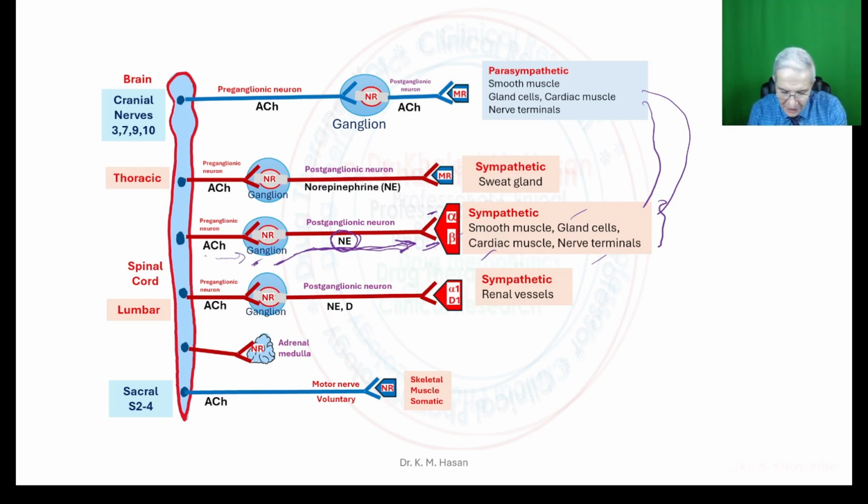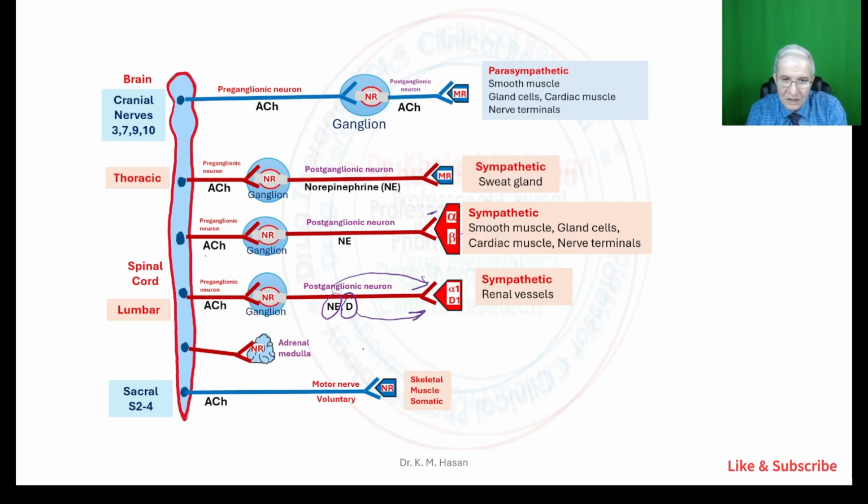Okay, moving to the next part of the sympathetic nervous system. Here we have norepinephrine, and we have another mediator called dopamine. Norepinephrine stimulates the alpha-1 receptor, and dopamine stimulates D1 receptors, the dopamine receptor. Here we talk about the kidneys and renal blood vessels. In the kidneys and renal blood vessels we have two main types of receptor: the alpha-1 receptor and the D1 dopamine receptor.